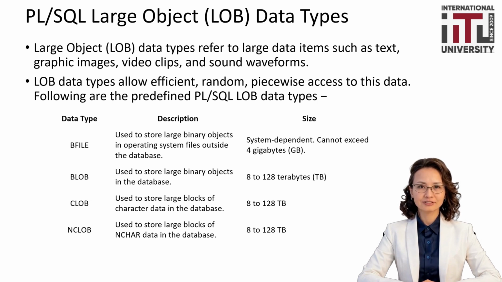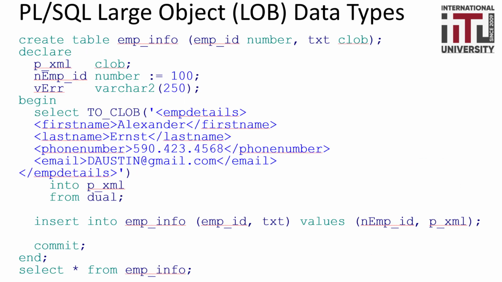Most of these types can store very large amounts of data, up to terabytes. LOB data types are essential for modern applications working with multimedia content. Now let's look at an example of using clob in PostgreSQL.